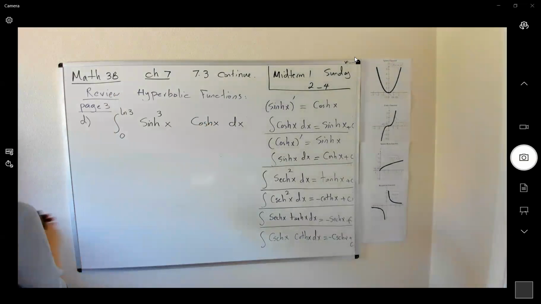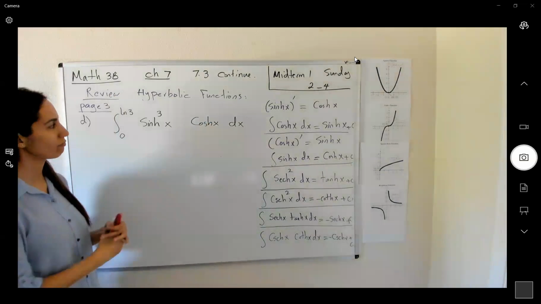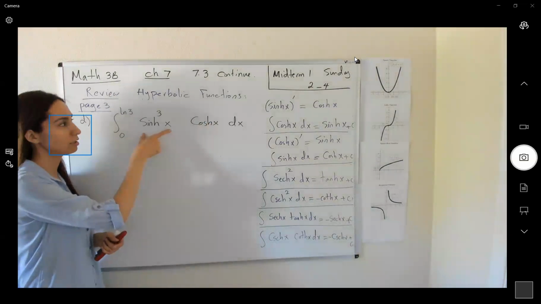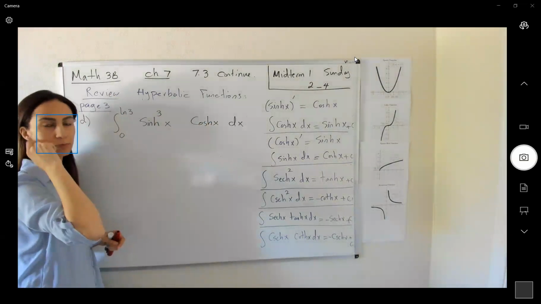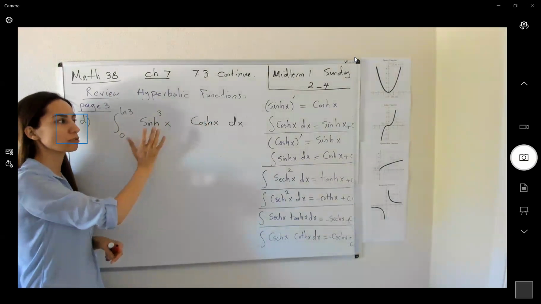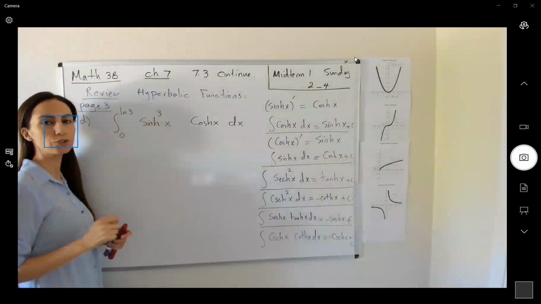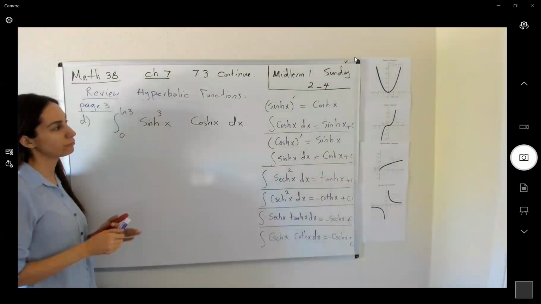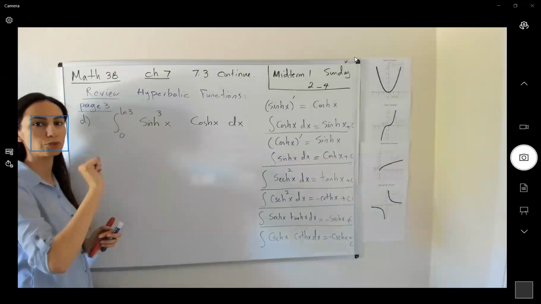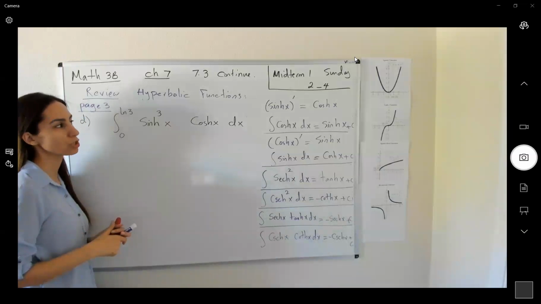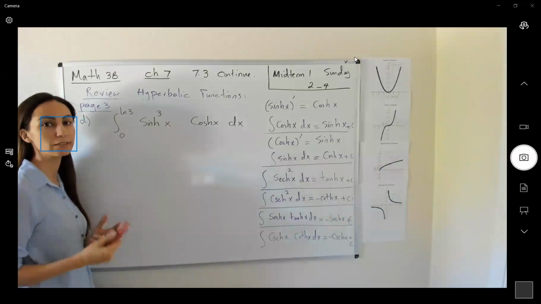Well, okay. So what do we have here? We have a function raised to an exponent. We have another function next to it. So when you have a function raised to an exponent, try to use u sub. See if you have the derivative of that function next to the function, so you can use u substitution and simplify your integral somehow.